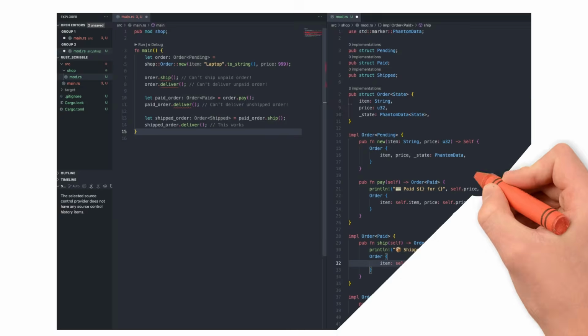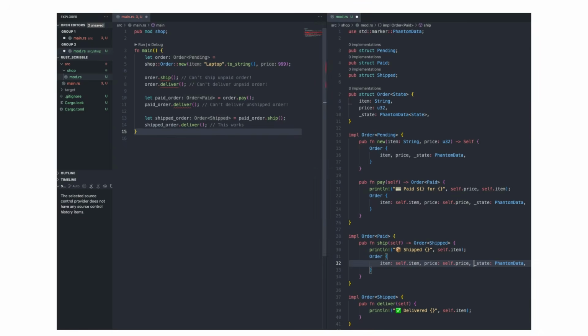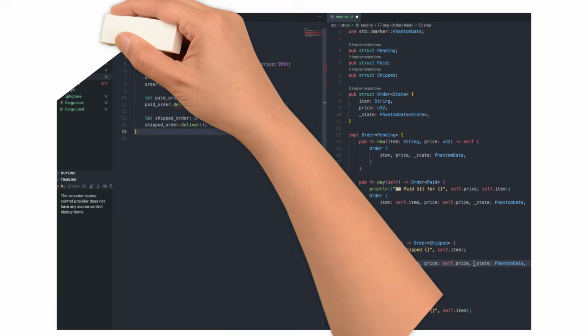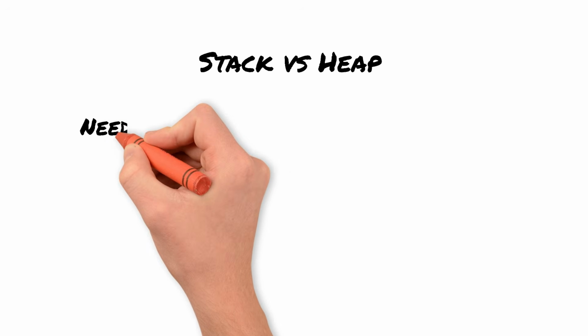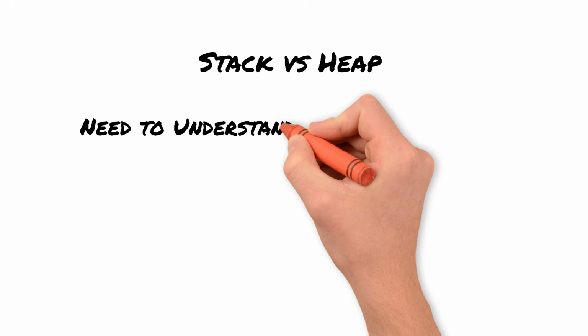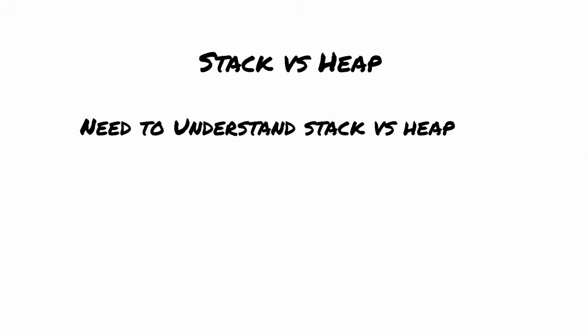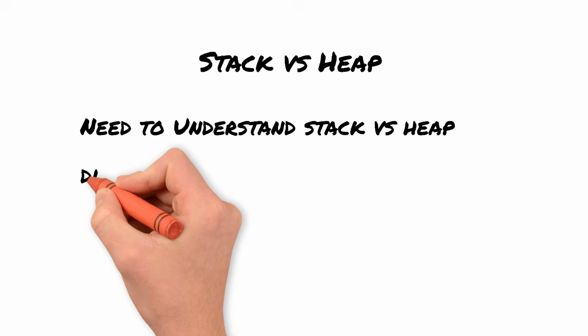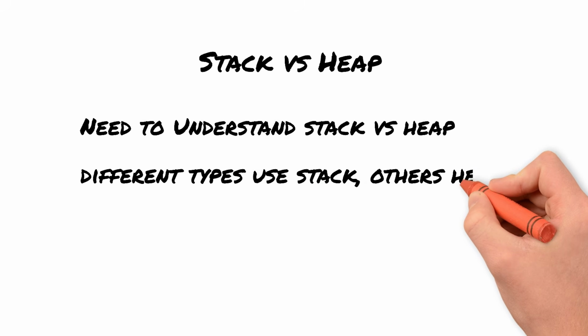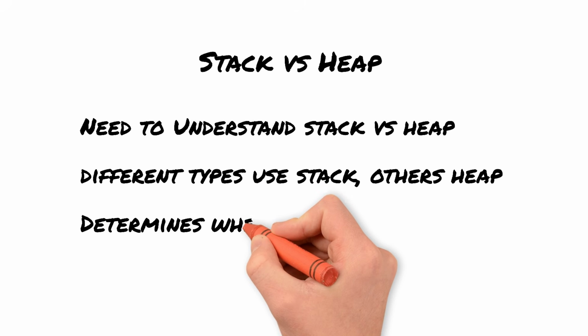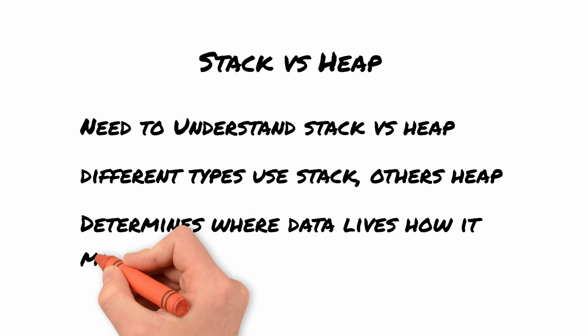For example, you have a type for your inventory order management system, and the compiler will enforce the various states. You can't ship an unpaid order or deliver an unshipped order. You're going to need to know stack versus heap memory, as different types use stack versus heap, and that determines where the data lives, how it's moved, and when it's dropped.